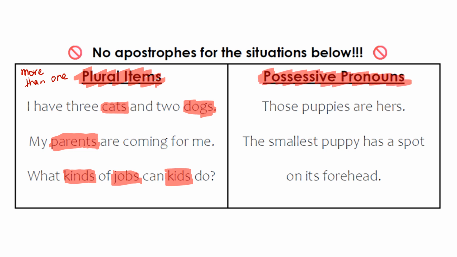Now that sounds way more complicated than it really is. All this means is we don't use it for words like hers. Those puppies are hers. We don't use it for its in this sentence, and I'll talk about that in a future lesson. But here it says the smallest puppy has a spot on its forehead. These are tricky because the forehead goes with it, and the puppies belong to her. They're her puppies.